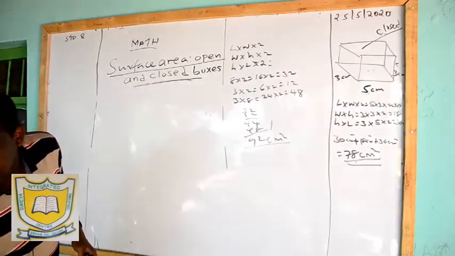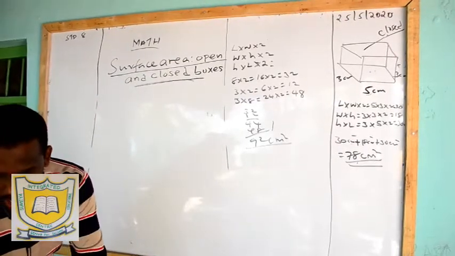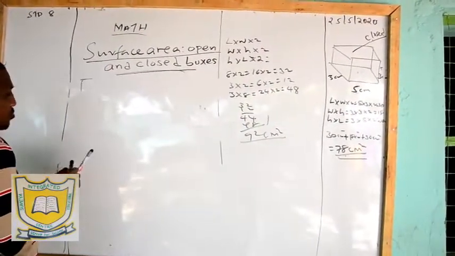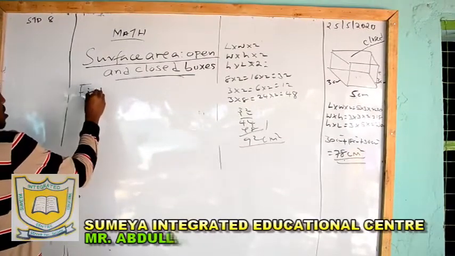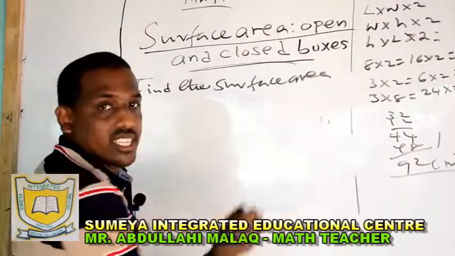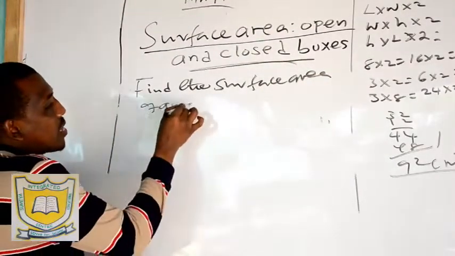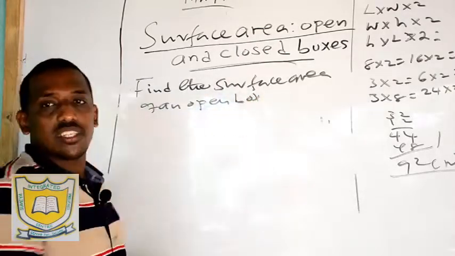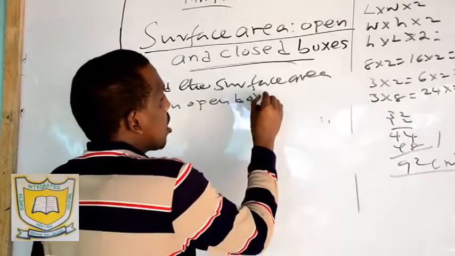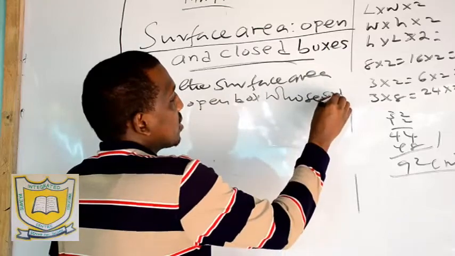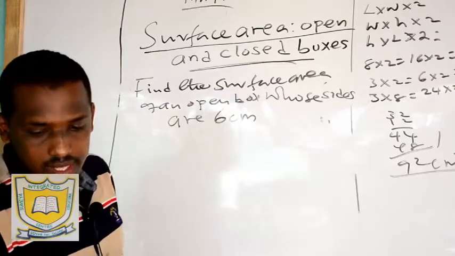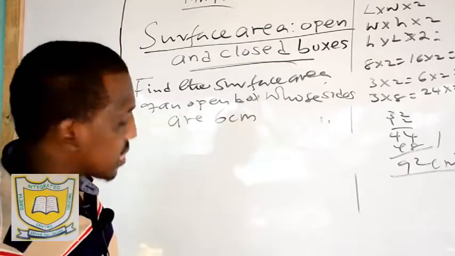There's also another question here. They said find the surface area of an open box whose sides are 6 centimeter.